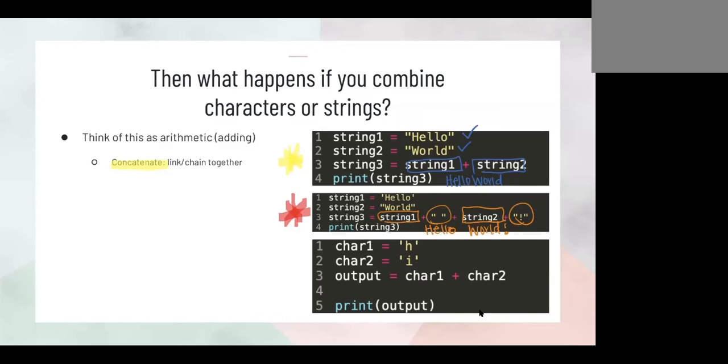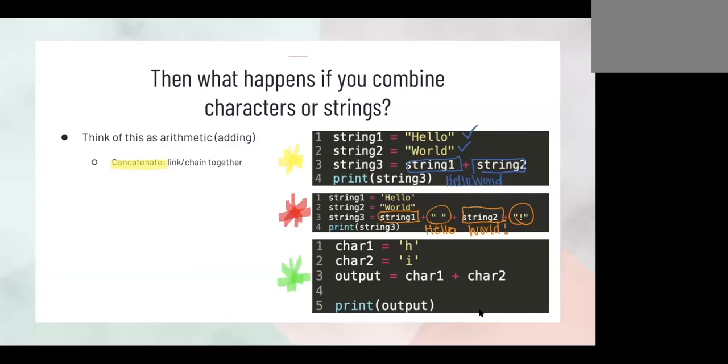Whereas for the second example, when we did the concatenation for string 3, we did string 1, which is hello, plus a space. So you include a space, plus string 2, which is world, and then an exclamation mark at the very end. So we have hello space world exclamation mark, and that's exactly what's going to be presented to you through the concatenation.